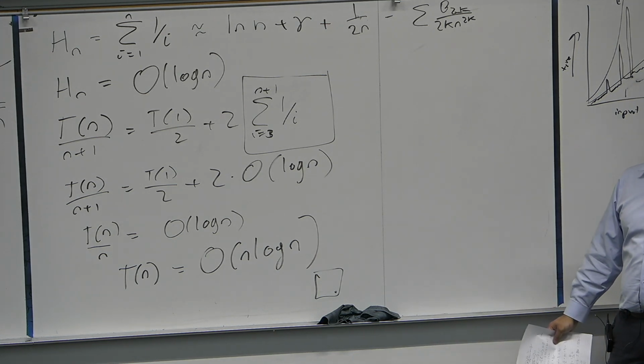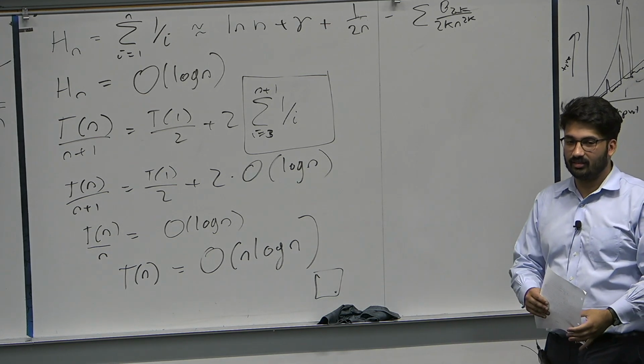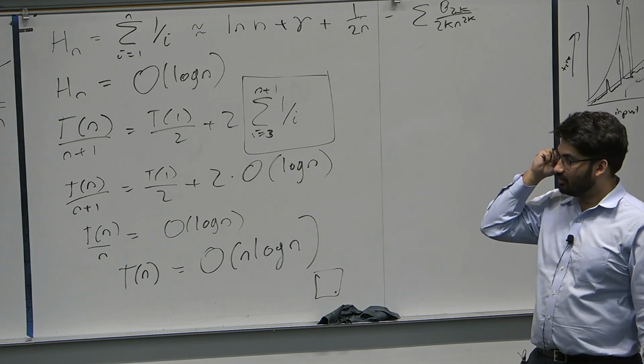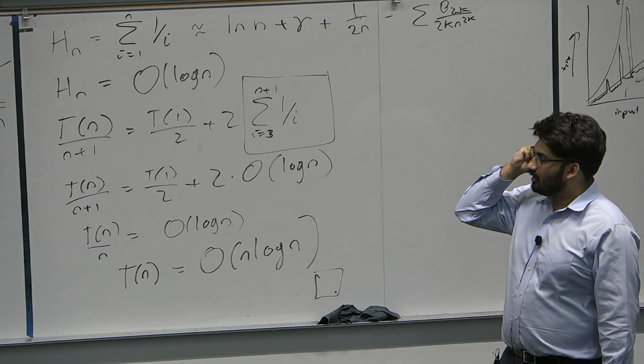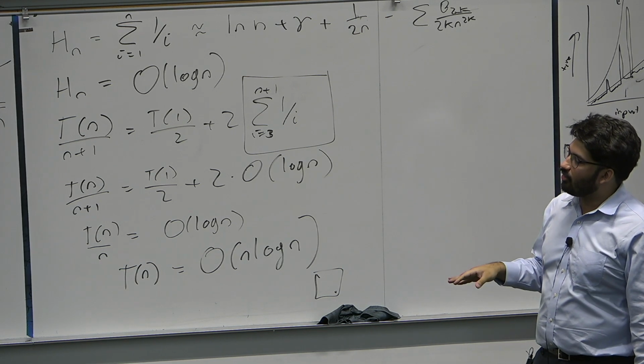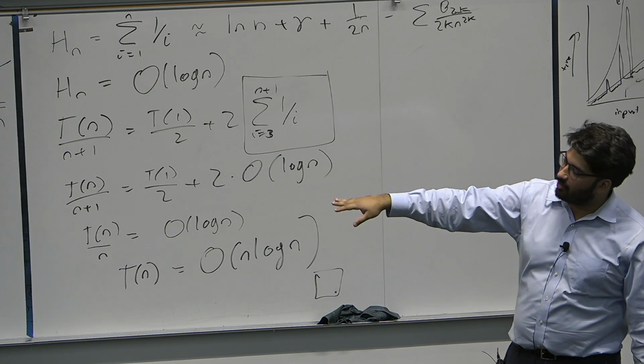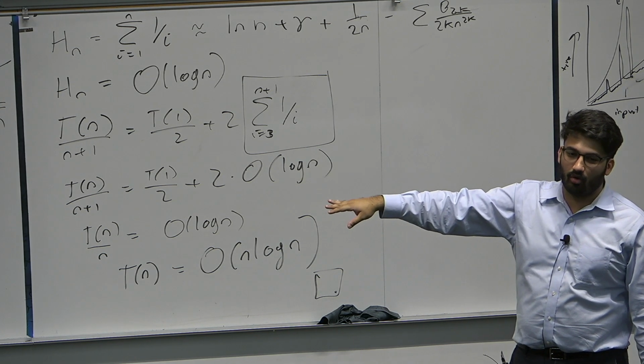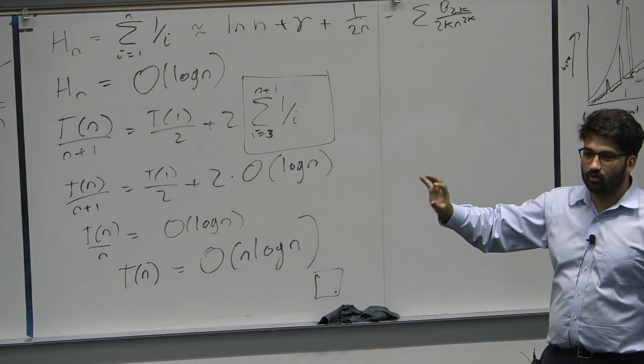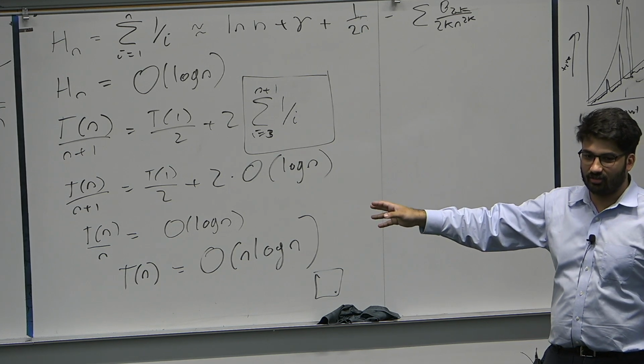Yes? Why did we start with the T of i and the T of n minus i terms plus n, and not like O of n or something? Simply because when you do O of n, so n squared and n minus 1 squared are both O of n squared. But the subtraction of those will not be a constant. It'll be a linear term.